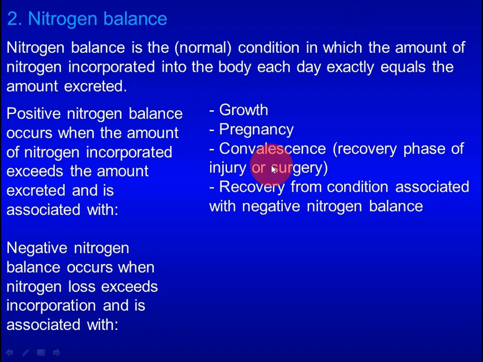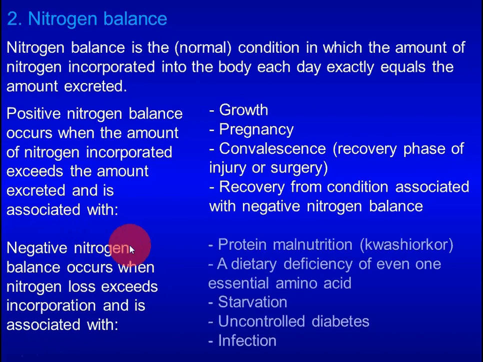Conversely, when the amount of nitrogen incorporated into the body is less than the amount excreted, it is called negative nitrogen balance. This happens in few other conditions. For example, protein malnutrition, we are going to see it in the next few slides, or dietary deficiency of even one essential amino acid, starvation, or uncontrolled diabetes.